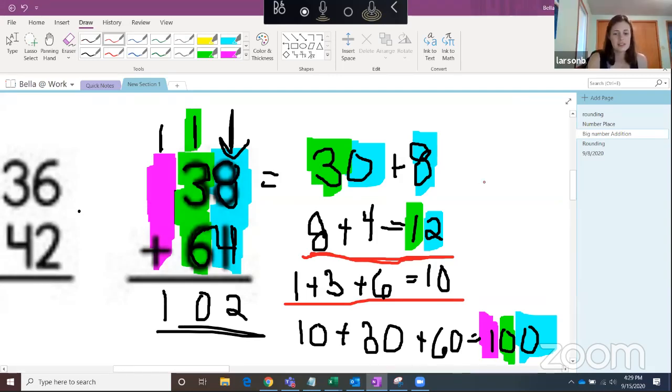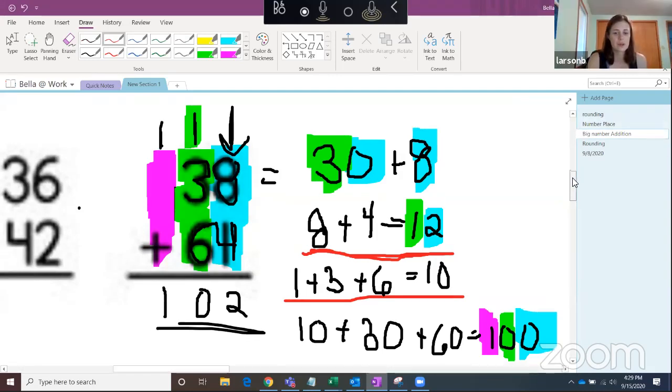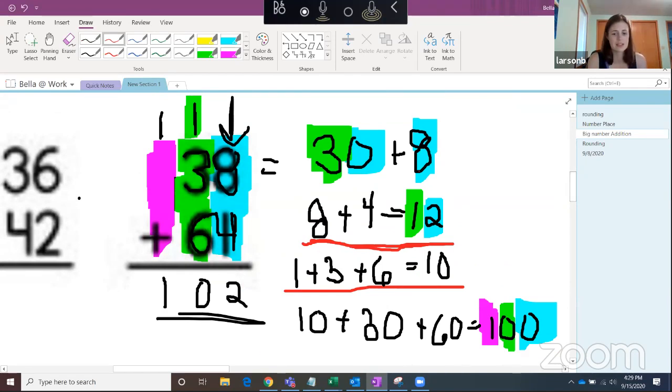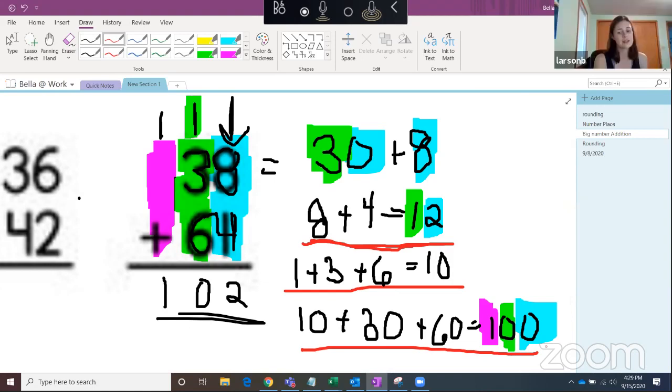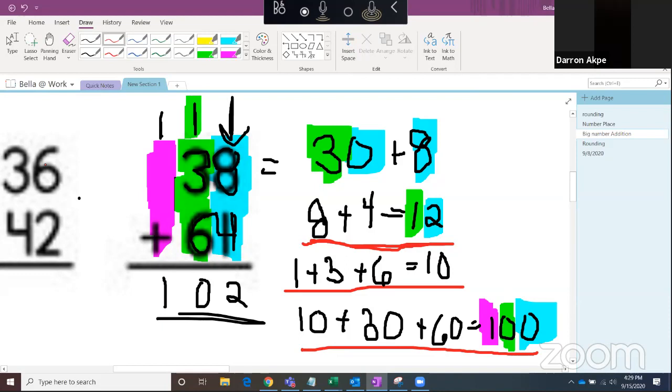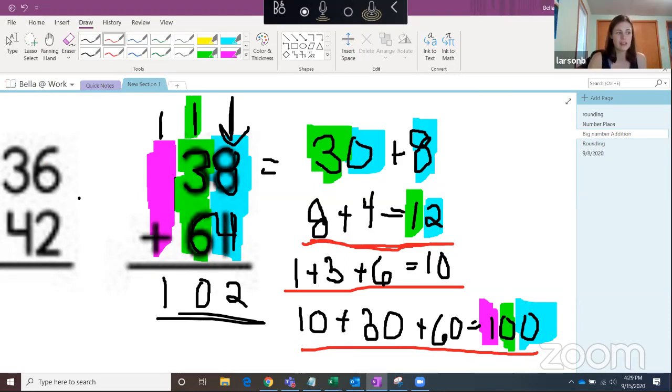Yep. But it's not just 1 plus 3 plus 6 because we're in the tens place. So we have 10 plus 30 plus 60. Do you know what that is? No. Well, 1 plus 3 plus 6 is 10. Then if we add a 0 to everything, we have 10 plus 30 plus 60 to be 100.